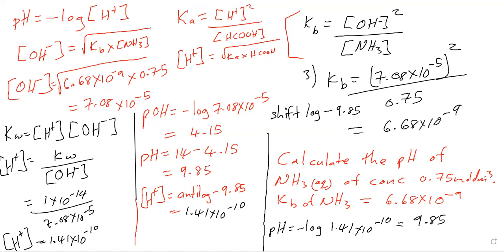So you should know how to calculate pH given Kb, Kb given pH, Ka from pH, and so forth. Can I clear the screen? Anybody writing? Just checking before I clear the screen.